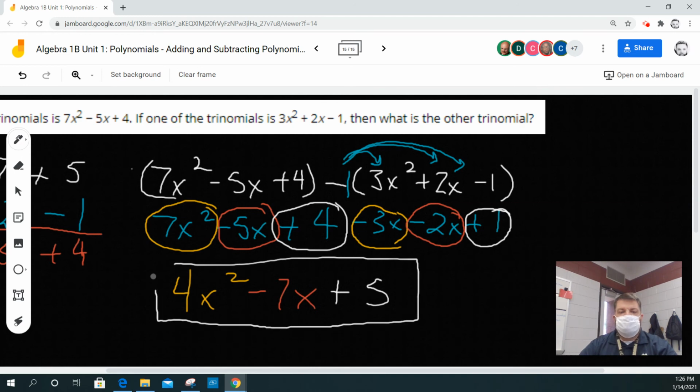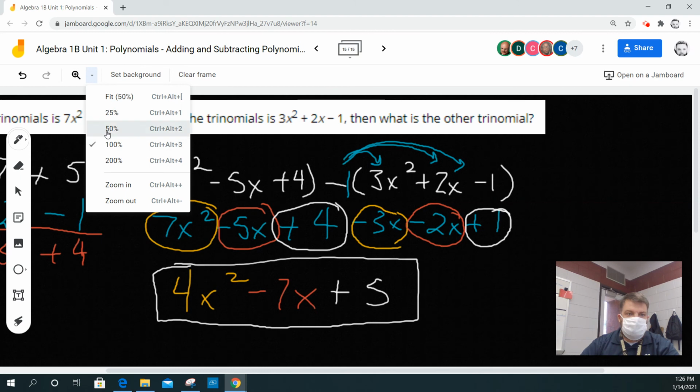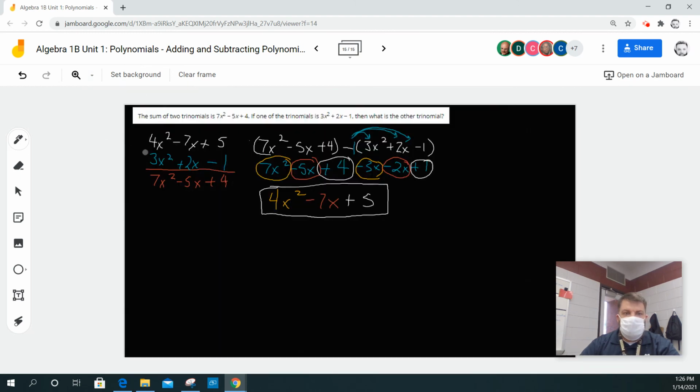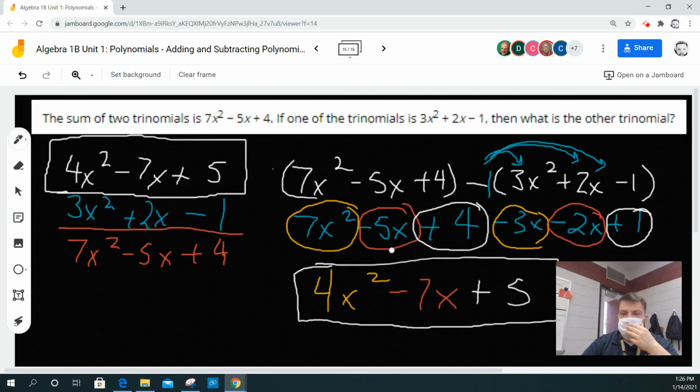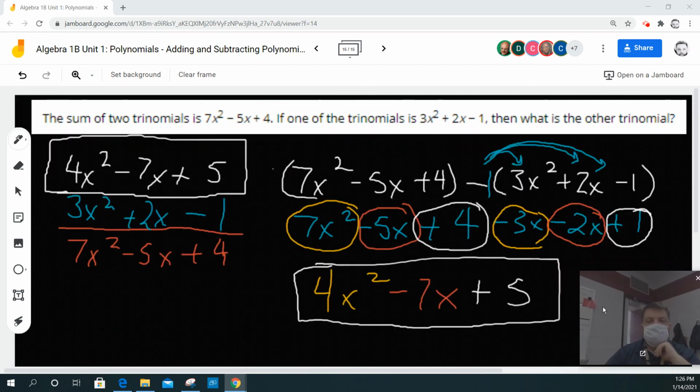I think the textbook wanted you to do it the second way, right? But notice that these are the same answer. So there's two ways to get the answer for that, okay? Does that make sense? Any questions on that one?